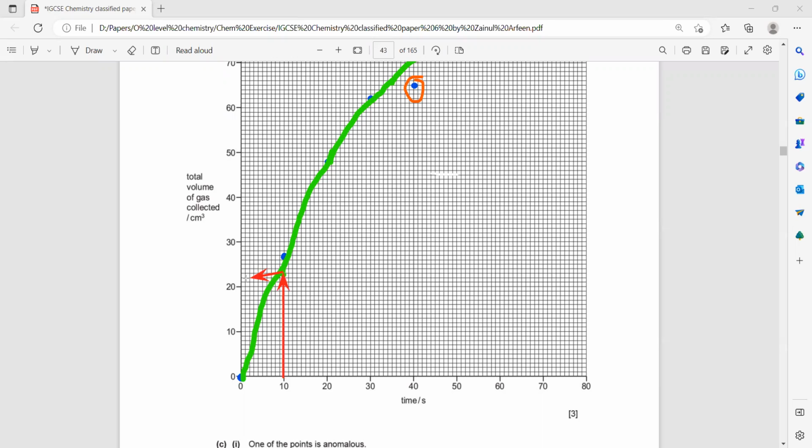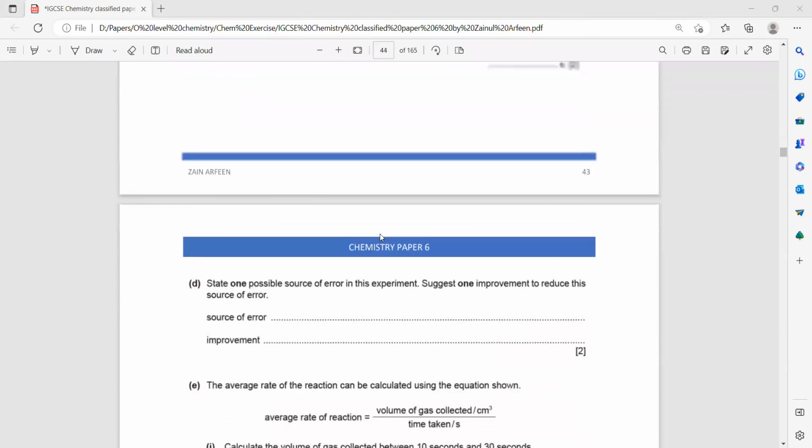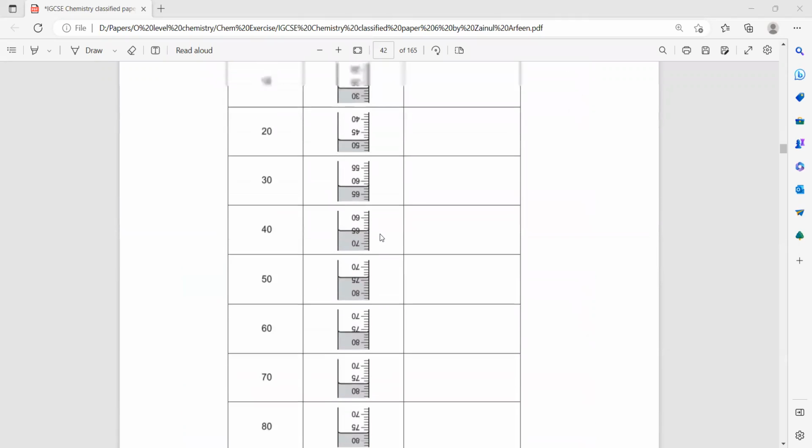We can also use the table. Yes, you can use the table as well, because the values in the table are the same as the points we plot for the result. So either you can use your graph or you can use the table directly. The graph came first, that's why I was using a graph, but you can also use the table here. At 10 seconds it was 27, and at 30 seconds it was 62.